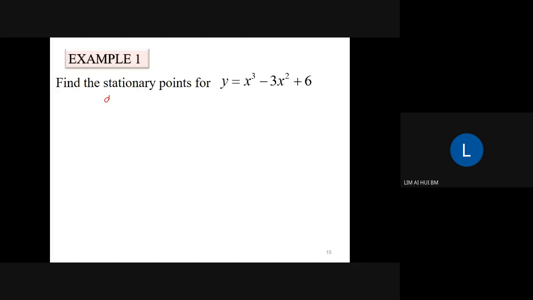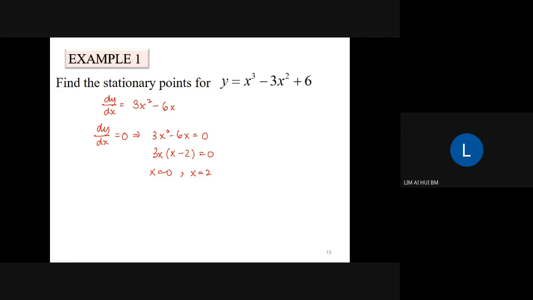So to find a stationary point, we need to find dy dx first. Get your dy dx, that will be 3x squared minus 6x. Okay, then dy dx equals to 0. Kita akan let the dy dx equals to 0 in order to solve for the x yang di mana stationary point berlaku. Okay, then for this equation, to solve it, we can factor out the 3x. We have x minus 2 equals to 0. So we got x equals to 0, x equals to 2.